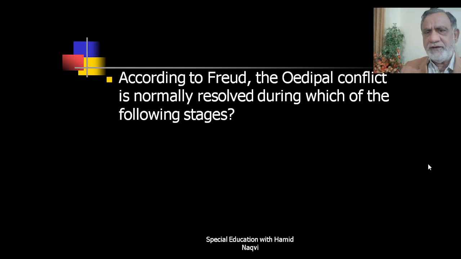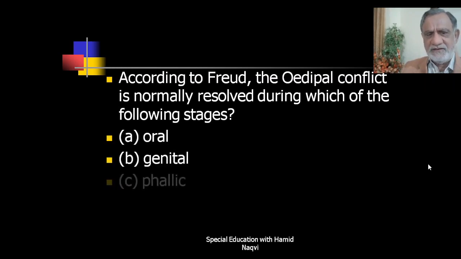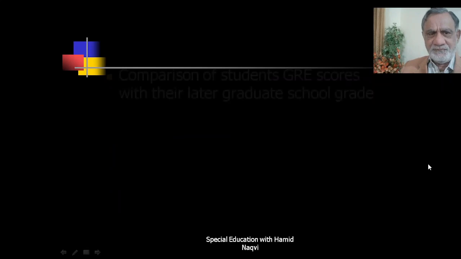According to Freud, the Oedipal conflict is normally resolved during which of the following stages? Oral, genital, phallic, or anal? Correct is C.